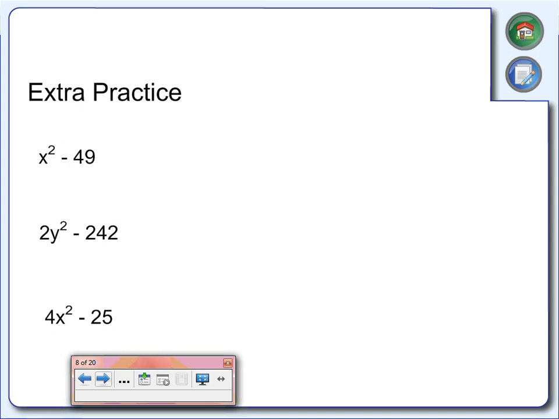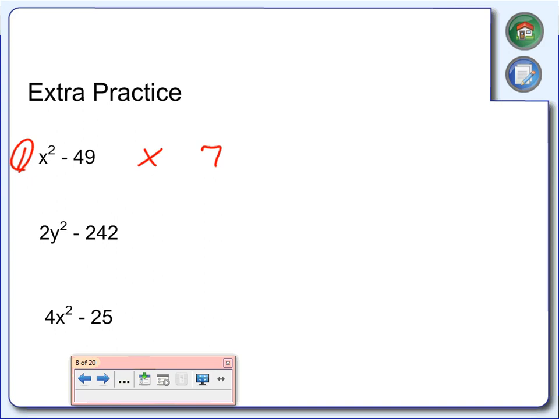First one we got is x squared minus 49. First of all, notice there is no GCF. That's our first step. Look for GCF, which in this case there is none. So the next thing I'm going to try is that difference of squares. I see subtraction. Now I'm going to try and take the square root of these 2 terms. The square root of x squared would be a x. The square root of 49 would be a 7.